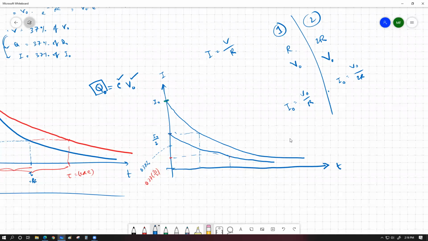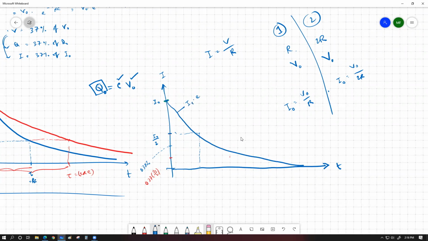So this graph is not going to be in this shape, rather this graph is going to, let me just draw this up roughly. So this is the graph for I naught e to the power minus t by RC, where it is I naught by 2. It's going to cut through this thing at a point. It will go on like that. This is going to be I naught by 2, or minus t divided by 2RC.